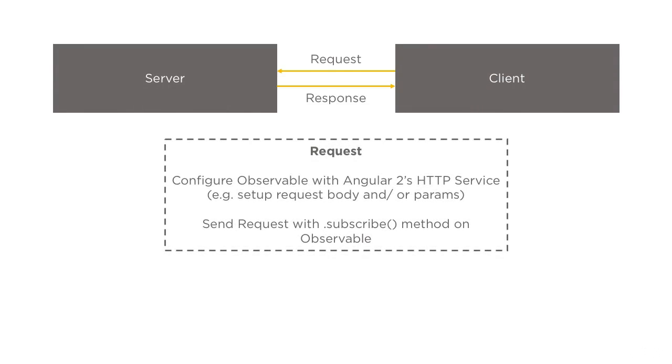Such a request is sent with a concept or an object named observables. Angular 2 uses these observables, and observables are basically objects coming from a third-party library which allow us to handle asynchronous tasks. And such a HTTP request is an asynchronous task because we send it now, but we get back the response in a couple of milliseconds or seconds.